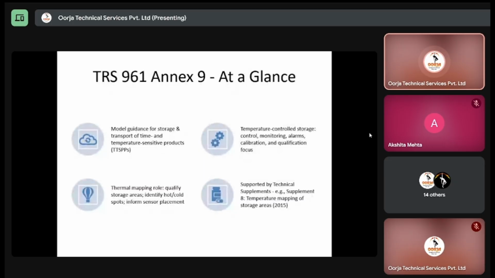This is where thermal mapping plays a significant role. Mapping is basically the primary tool to qualify any storage area. What is the outcome? Mapping ensures that a particular area is suitable to store any TTSPP or not, right?